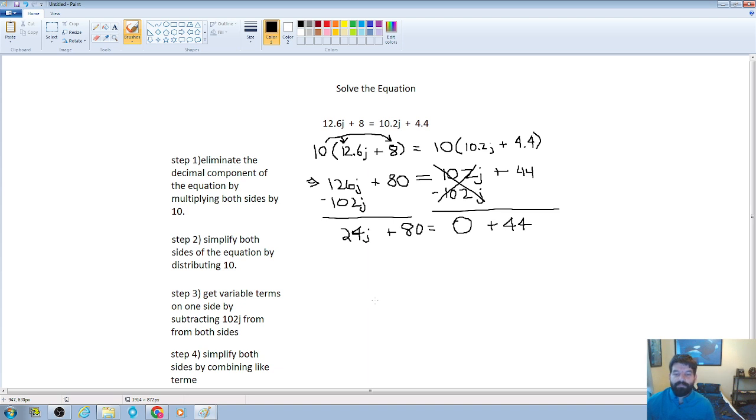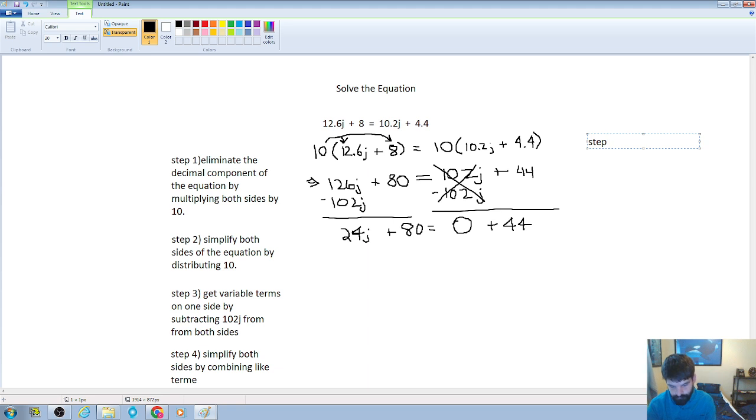Okay, the next step that we're going to take, so now we've accomplished that goal of getting the variable on one single side. So now we're going to start to isolate it. So the way that we're going to do that is, for step number 5, begin to isolate the variable by subtracting 80 from both sides.